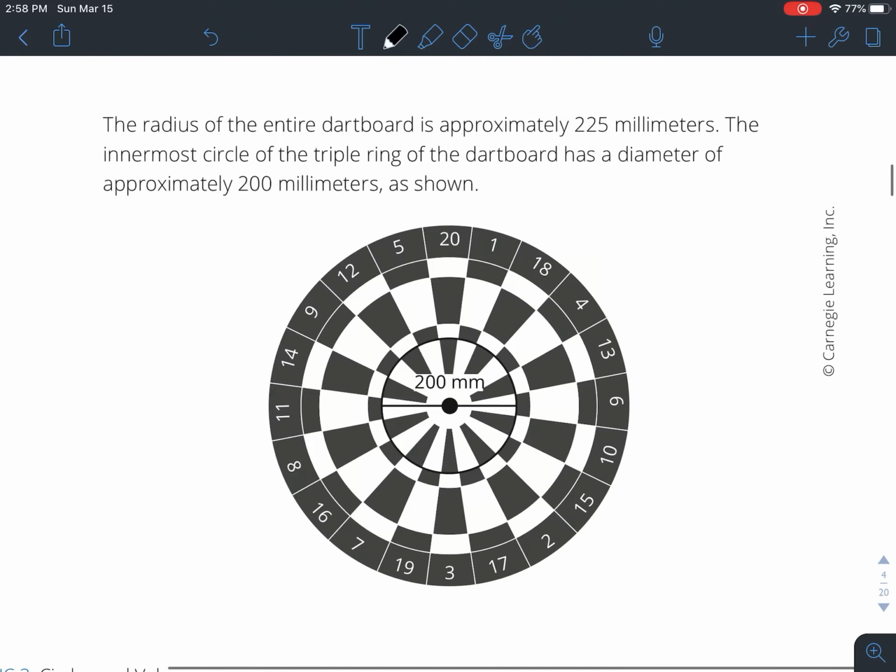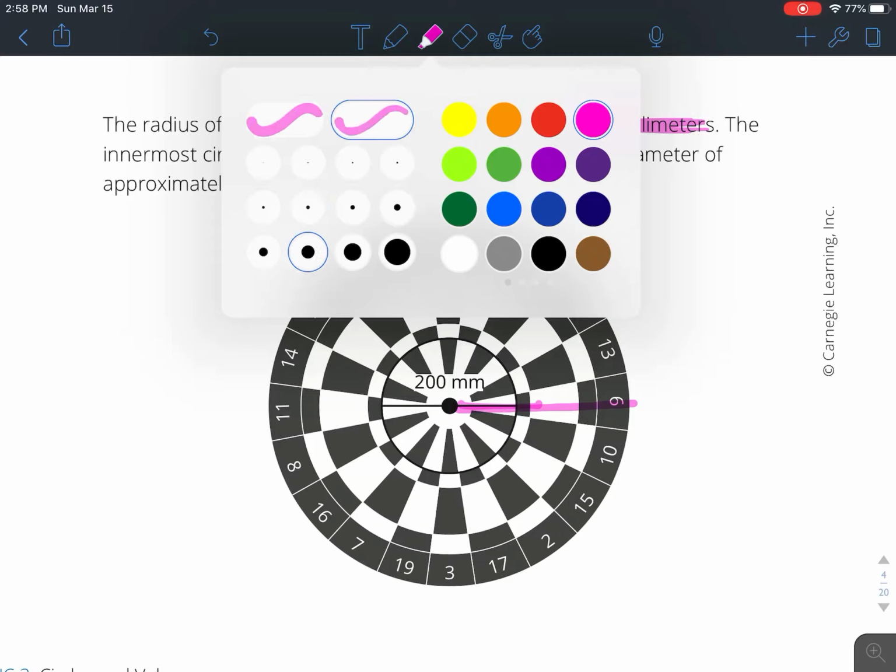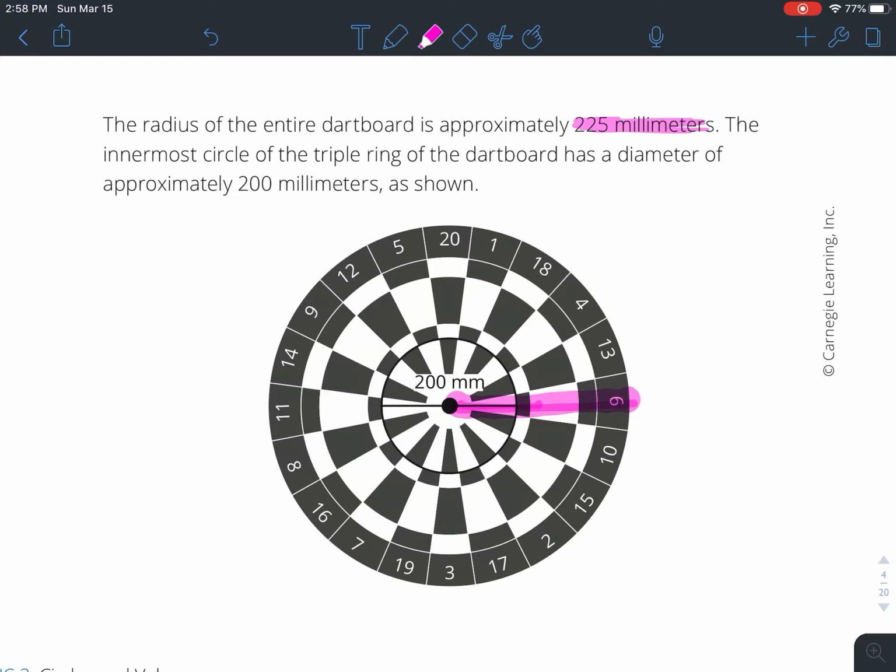Now, this next problem is going to talk about the dartboard here. So it says, the radius of the entire dartboard is approximately 225 millimeters. Okay. The innermost circle of the triple ring of the dartboard has a diameter of about 200 millimeters as shown. So they're saying, I'm going to put in pink, that the entire dartboard radius is from my pink line here all the way out. I'm going to actually make this a little thicker so you can see that line.